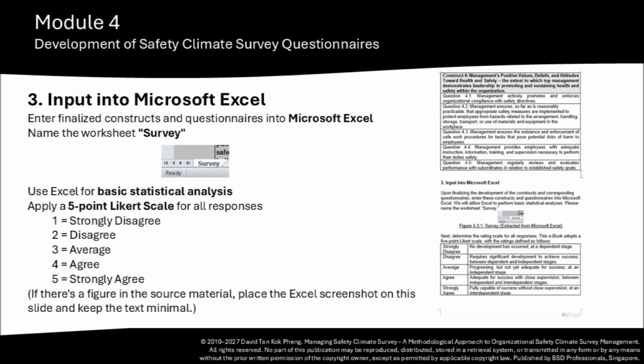Finally, a rating of strongly agree indicates that the organization is fully capable of achieving success without close supervision, demonstrating an interdependent stage of development. By using this standardized 5-point Likert scale, survey responses can be measured consistently, allowing meaningful statistical analysis and interpretation of the organization's safety climate.